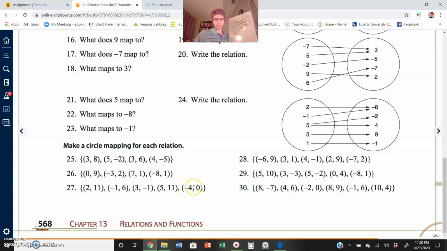Okay? Now notice sometimes your y's may be the same, like here we have an 11, here we have an 11. You would only put 11 one time. Just like in number 25 that I have here, just like I have a 3 and a 3, I only put 3 once. So only write it one time.